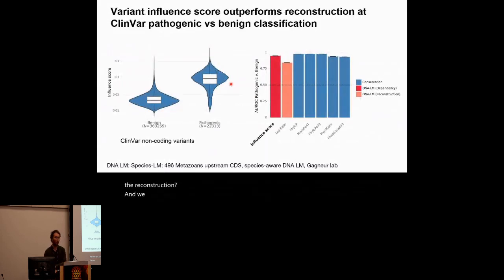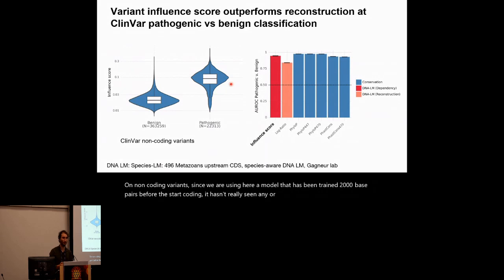We first benchmark it on ClinVar, on non-coding variants, since we are using here a model that has been trained 2,000 base pairs before the start codon. It hasn't really seen any or many exon regions. And you see that broadly, this influence score is able to distinguish between benign and pathogenic variants. And if you compare the influence score with the reconstruction, so what I was telling you, the ratio between the reference and the alternative reconstruction, then the influence score is much better, but it does not beat some conservation-based metrics like phyloP.